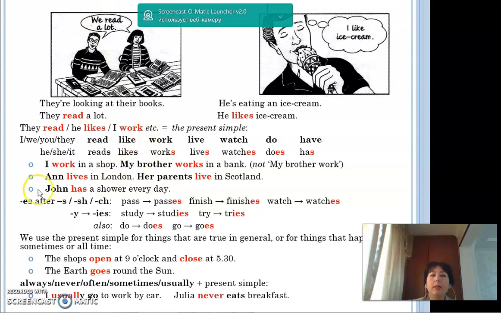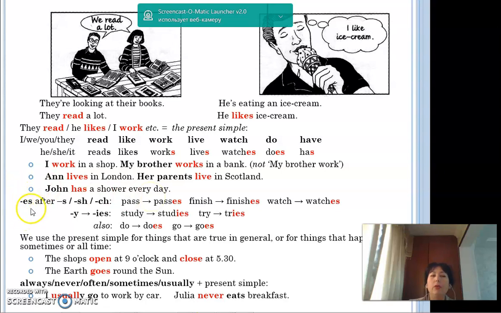Let's see the examples. I work in a shop. My brother works in a bank. Not "my brother work," because brother is he. That's why we use s at the end of the verb. Anne lives in London. Her parents live in Scotland. John has a shower every day.